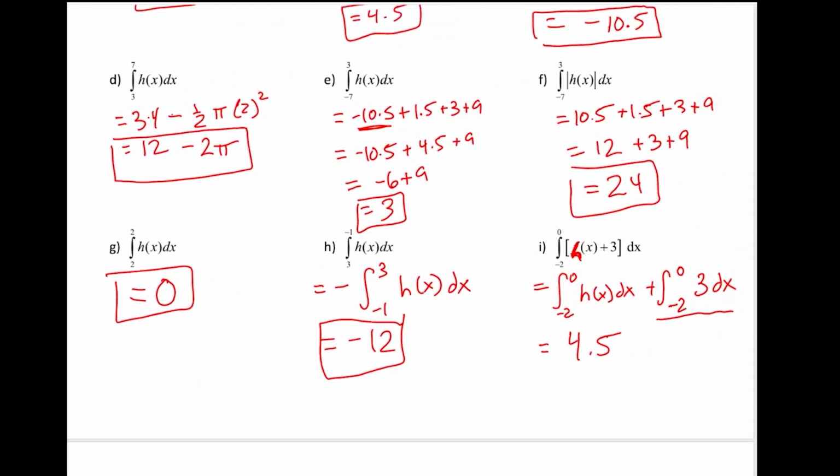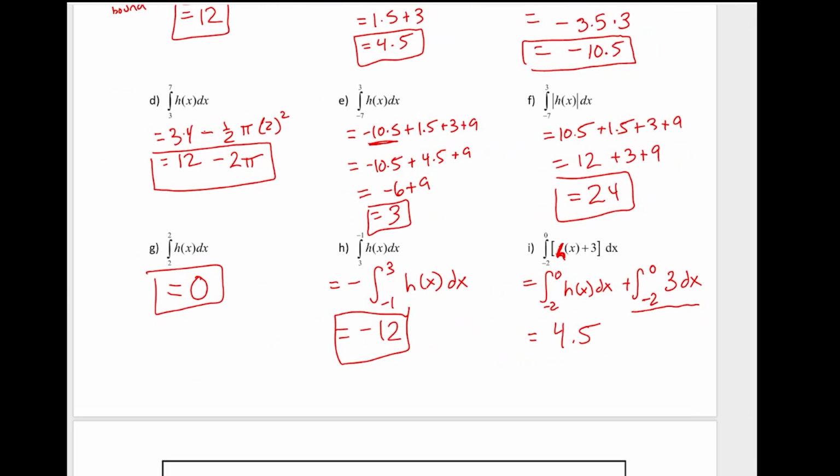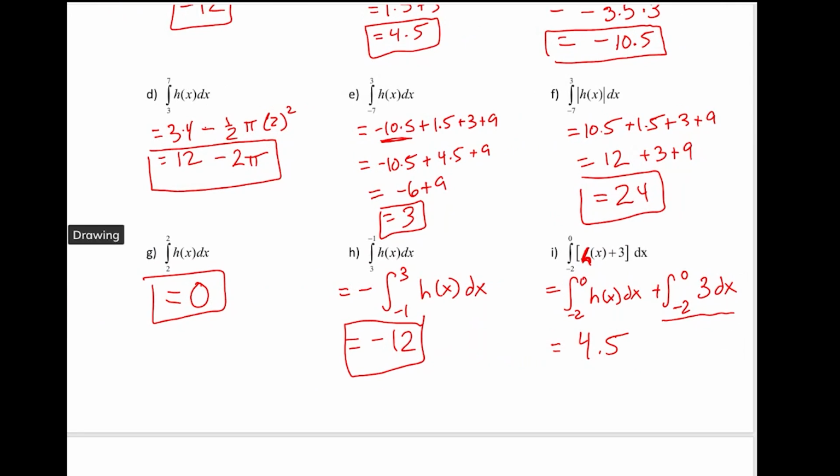So 3 is a constant. And if you want to think about what that graph looks like, it's simply a horizontal line at 3. And what this is asking for is the area between negative 2 and 0. So it's just asking for this area right here. And you can see that's just the area of a rectangle. It's a 2 by 3 rectangle. So the area of that rectangle is 6. And so the value of the entire definite integral is going to be 4.5 plus 6, which is 10.5.